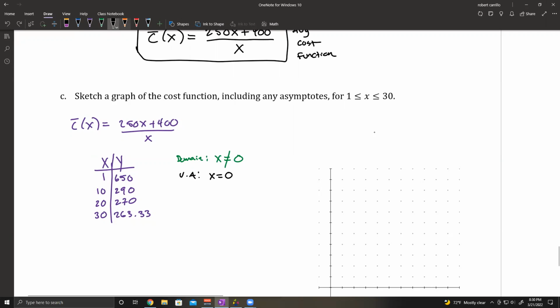Now let's look for a horizontal asymptote. What is the highest power in the numerator? 1. What's the highest power in the denominator? 1. Are the degrees equal? Yes. Then which rule would this be? Rule 2, which means you would get y equals what number?